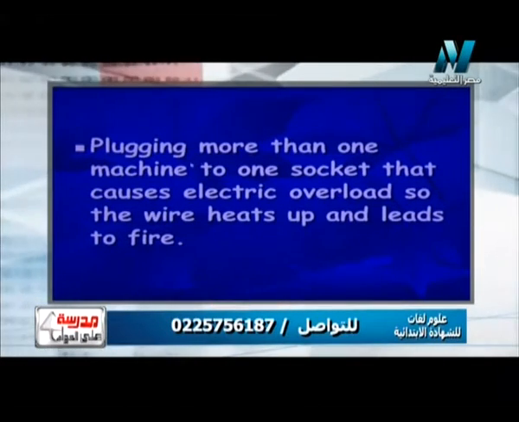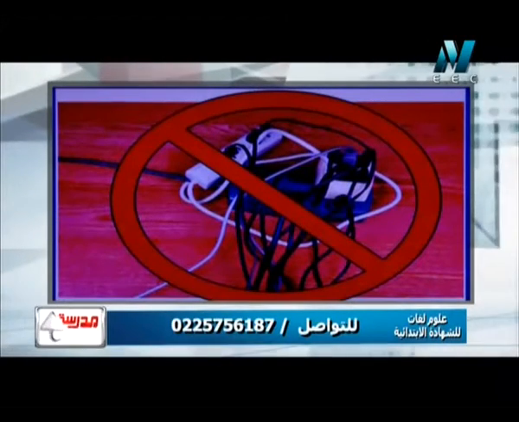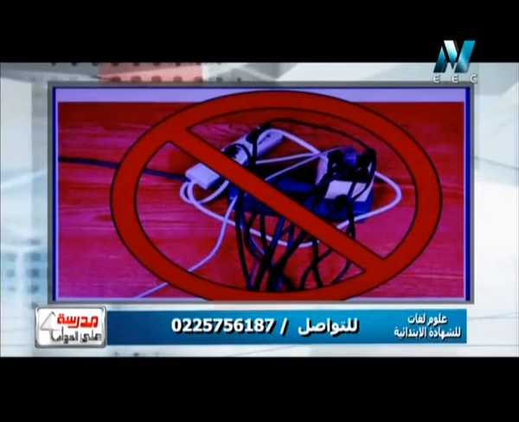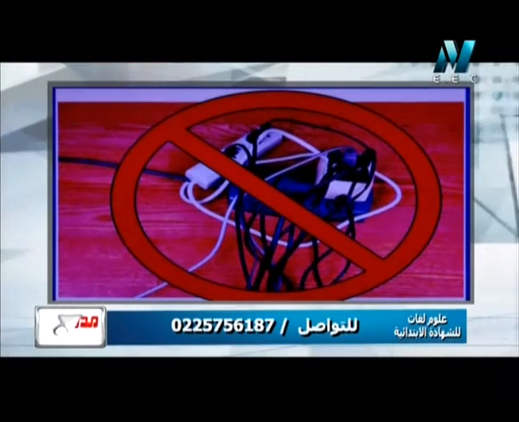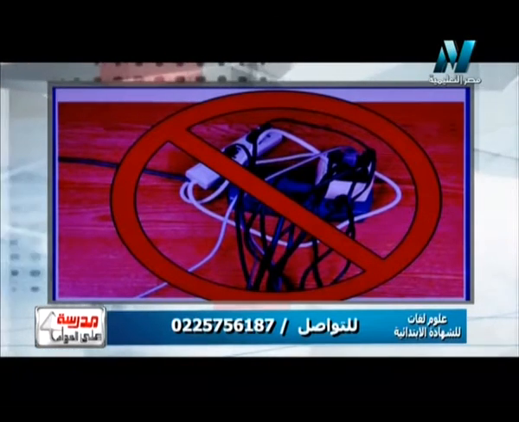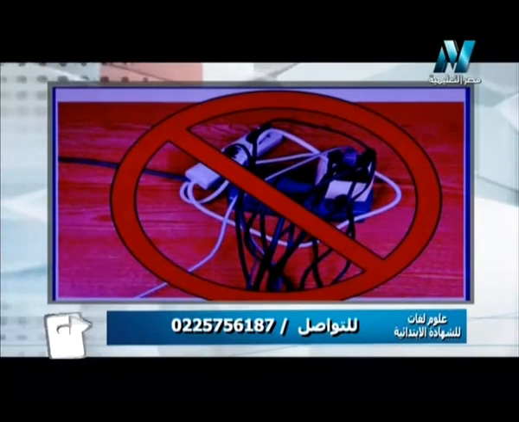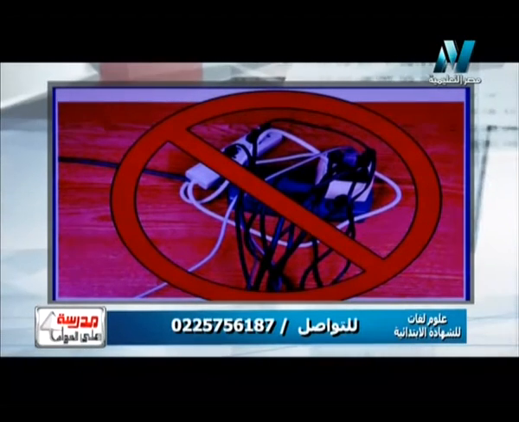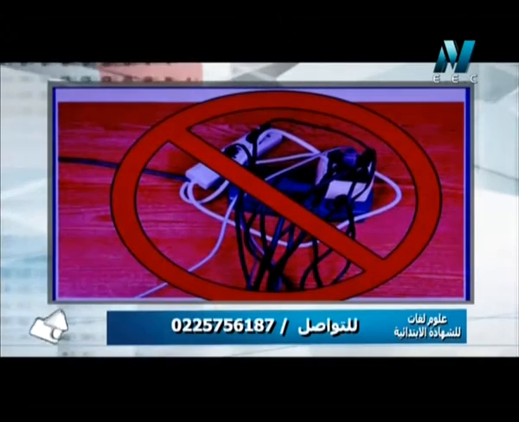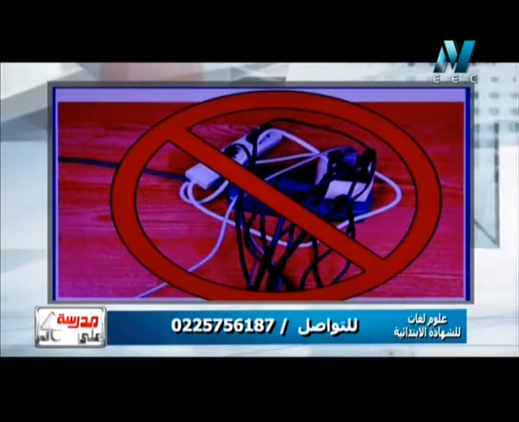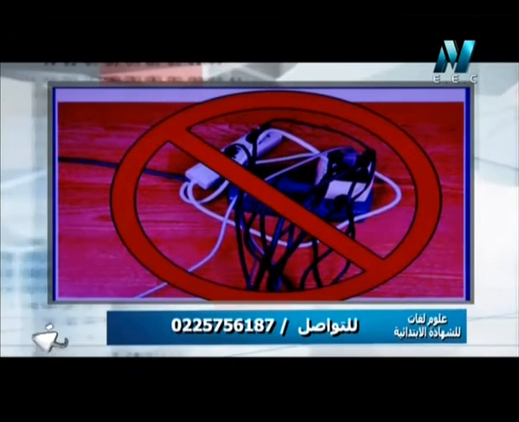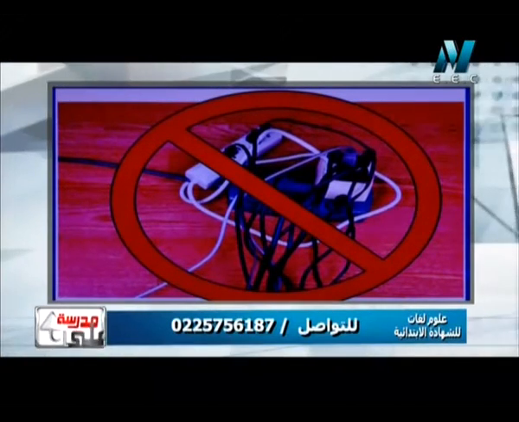Here I have a very important picture of what happens when we plug more than one machine in the same socket. Imagine I have only one socket but want to connect more than one device: more than one mobile, computer, electric iron, television, receiver and so on. What happens in this case? It causes electric overload, a problem that may cause electric fire. So we must avoid this.